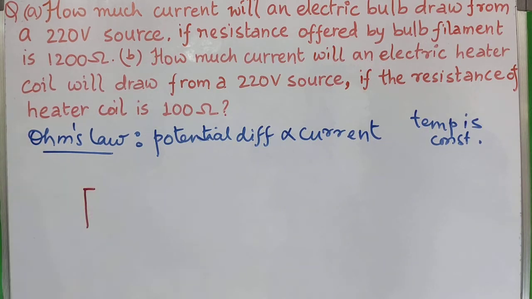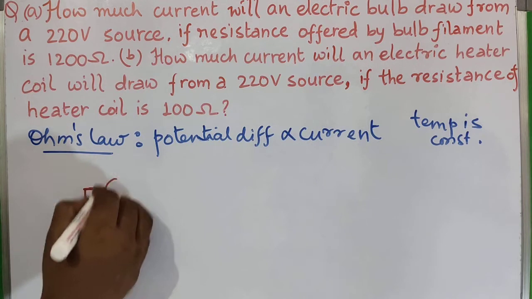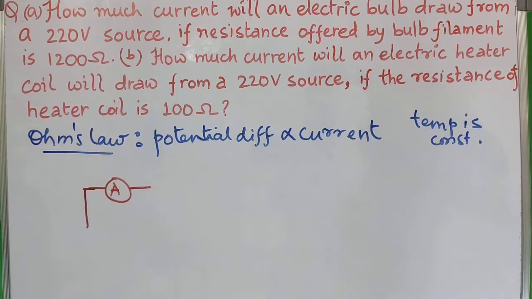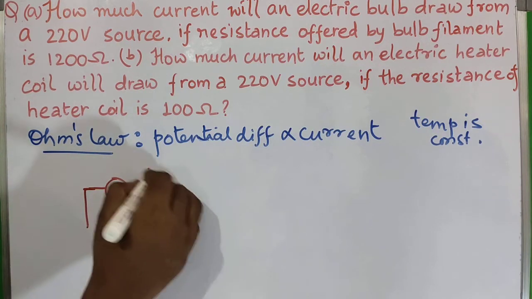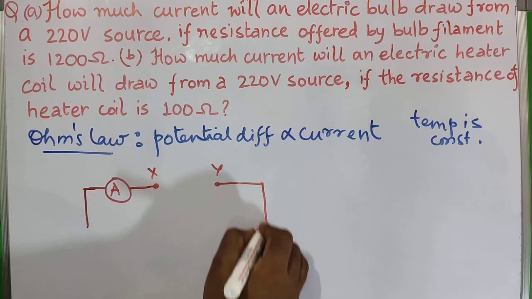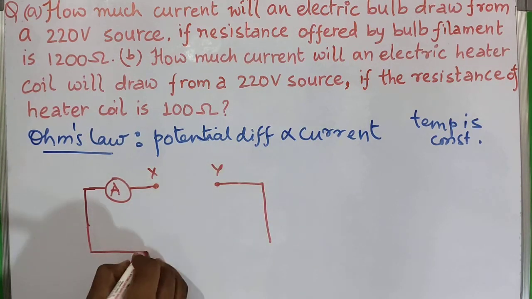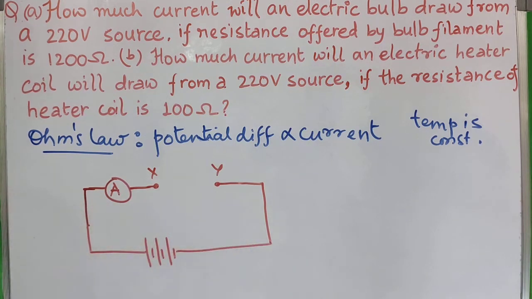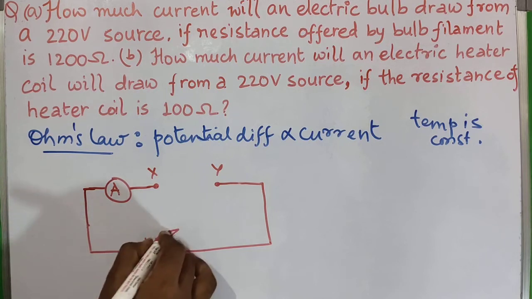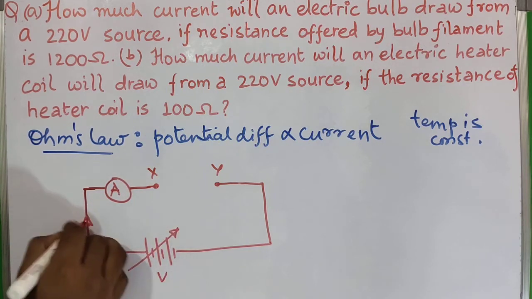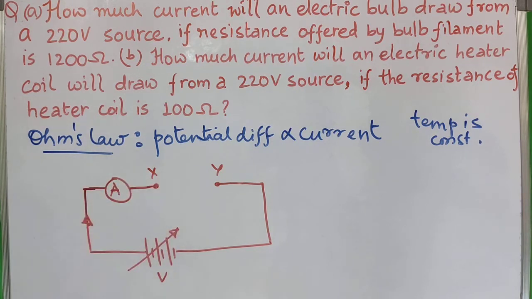a circuit here. In the circuit I am keeping an ammeter in order to measure the current passing through the conductor. I will keep it between X and Y. So this is X and Y. And I have a battery source here. Let us assume that this battery source is variable, that is, it can change the current passing through the circuit.